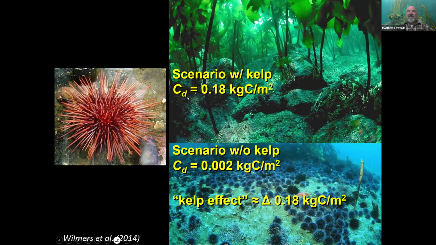The take home from this is if we just look at the carbon density, about 0.18 kilograms per meter squared, we're right on about that mark we saw in Reed and Brzezinski. But the scenario without the kelp is we lose about 99% of that ability to hold on and store carbon in a standing crop. Now, this is not permanent carbon sequestration because kelps turn over, but it is carbon locked up within the ecosystem at any one time. And so what we call the kelp effect is just about the entirety of what's there.